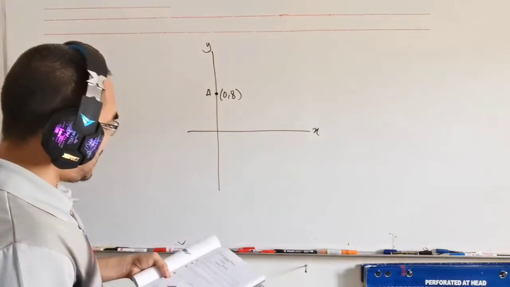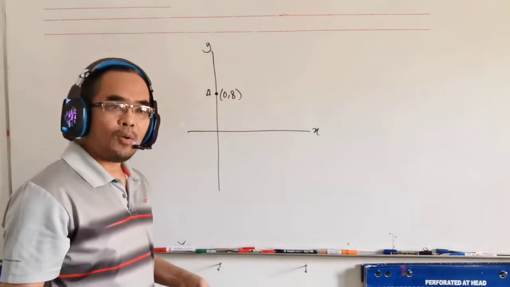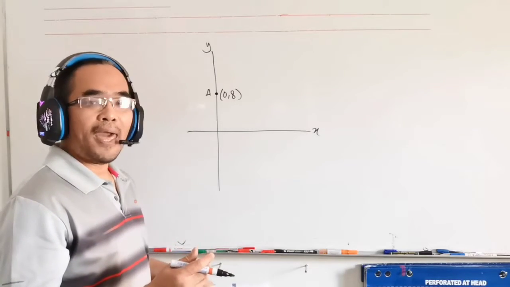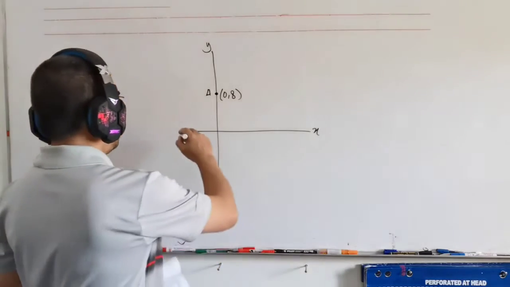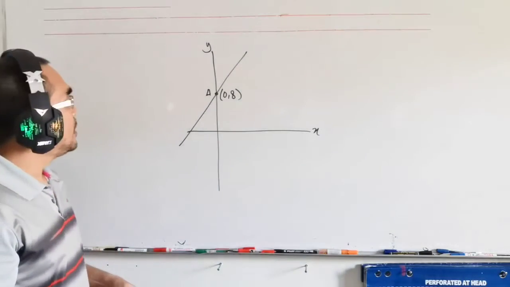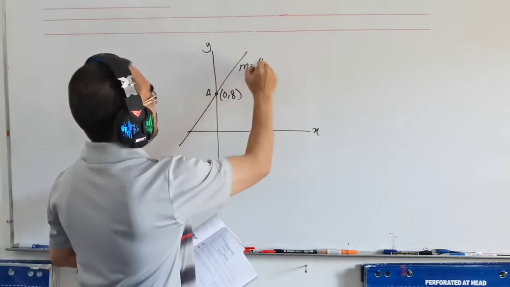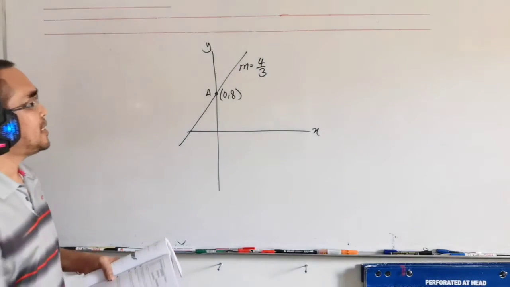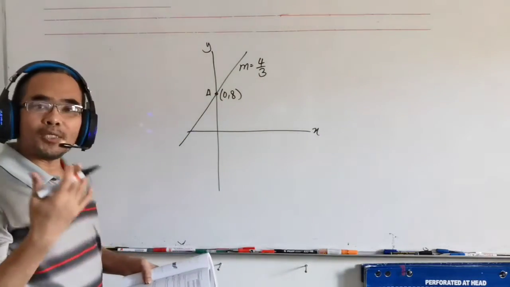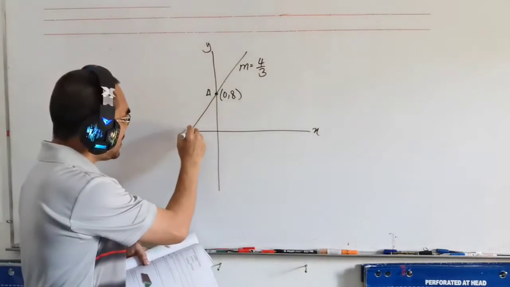Determine the coordinate of B if B is the x-intercept. Like what I explained just now, the straight line will be moving from left to right, going up, something like this. Because the gradient is positive, that is 4 over 3. The gradient is indicated by letter m. Because B is an x-intercept, B will be here.